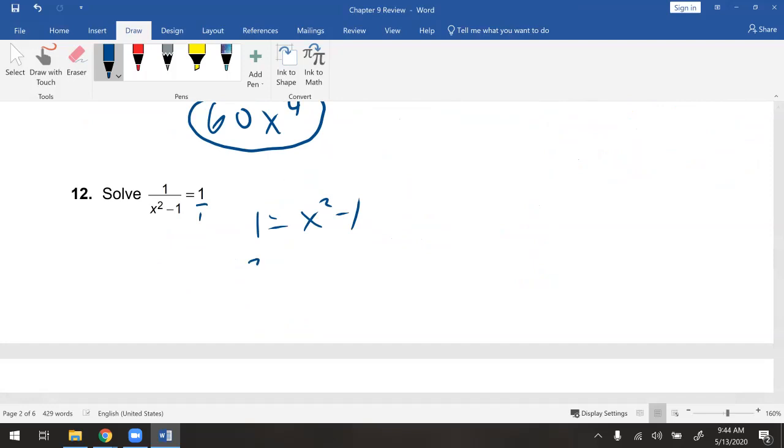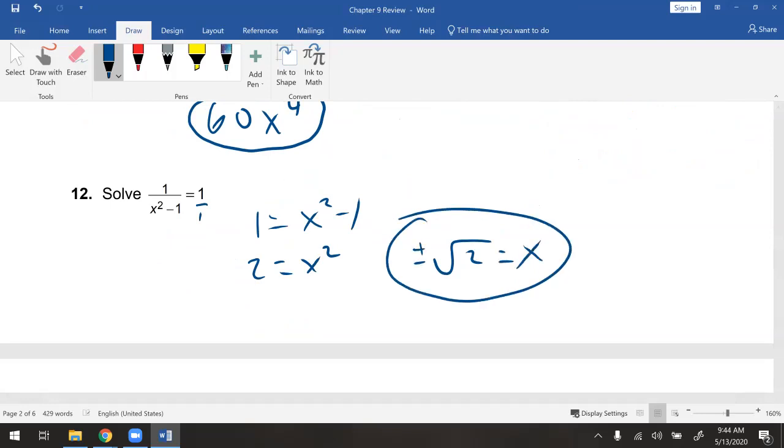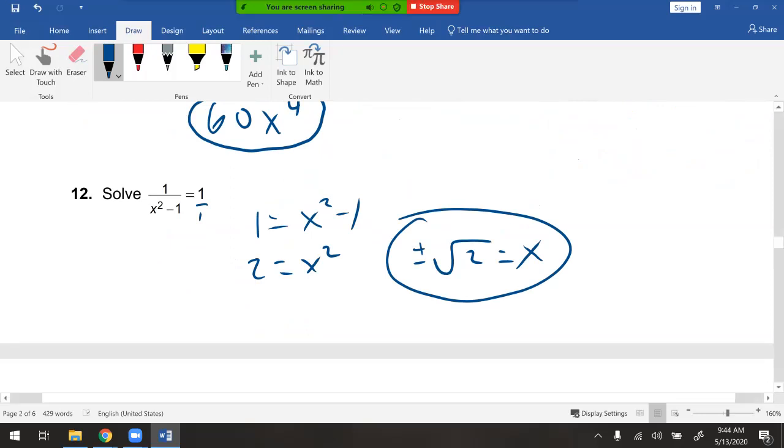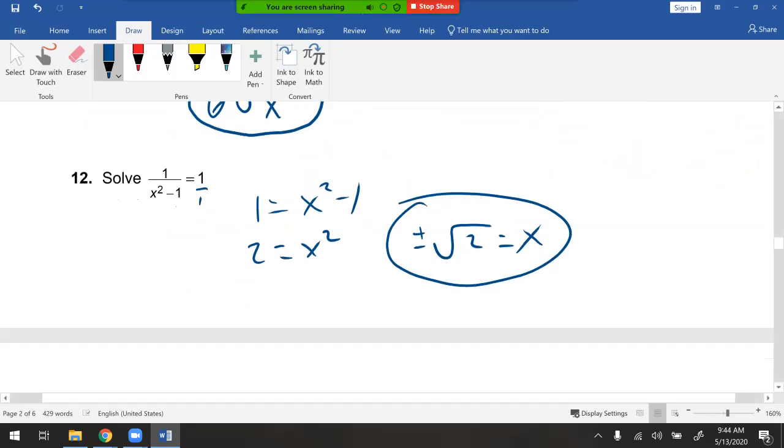Okay, move the 1 to the other side. 2 equals x squared. When I square root both sides, the square root of 2 is equal to x. And remember that it's plus or minus. Voila, that's it. I need them as exact answers, by the way. We'll explain more of that throughout the day.